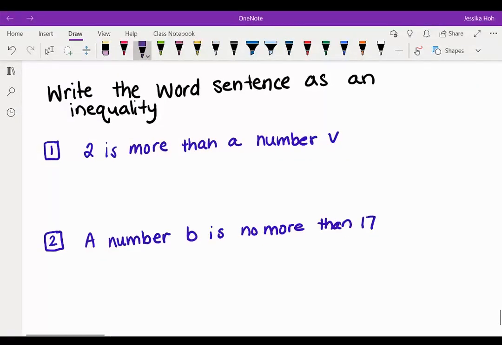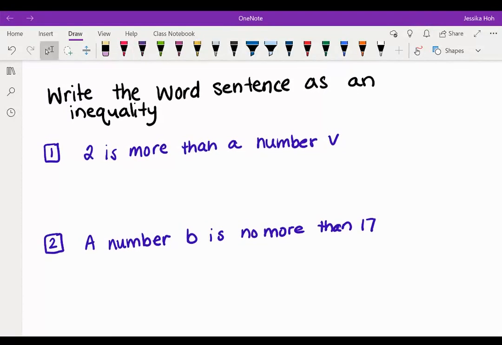All right, so your assignment is going to look exactly like this video. I took a little bit from each section of your worksheet, and I'm going to go over parts of it. The first part is: write the word sentence as an inequality. 2 is more than a number v.